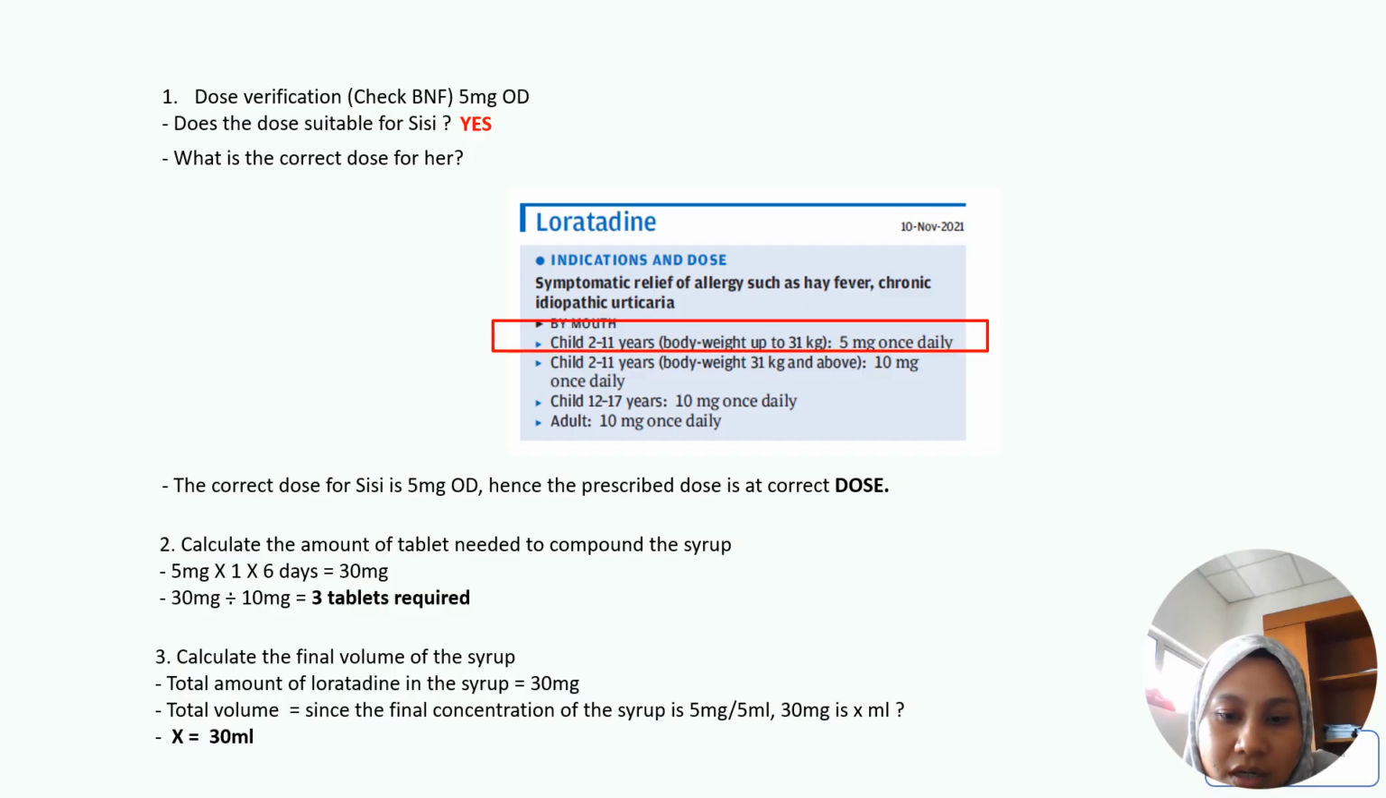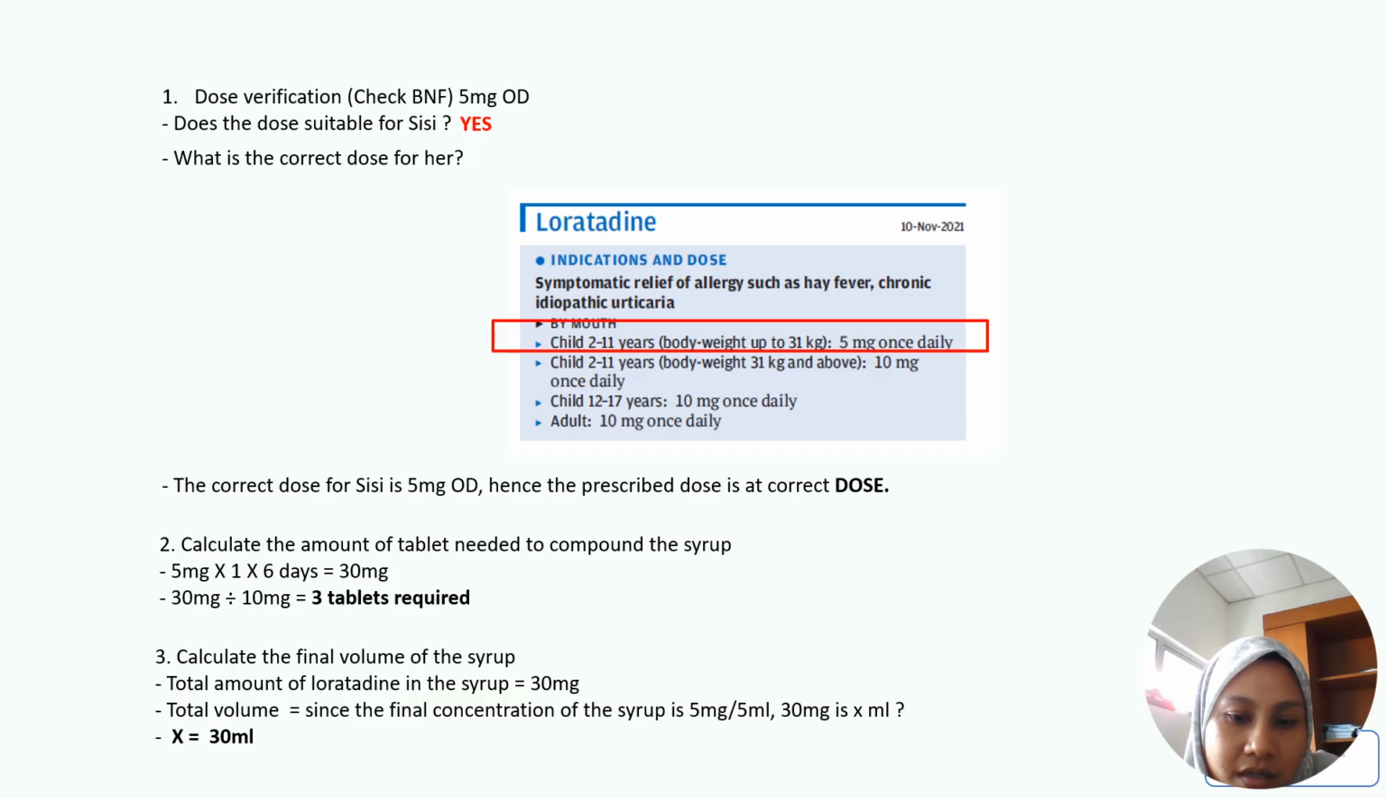We can comment that the dose is correct for her, so we don't have to do any modification to the dose. Then we just have to calculate the amount of tablet needed to compound the syrup. We were given tablet loratadine 10 milligram in the prescription. So the dose is 5 milligram times once daily times 6 days, 30 milligram in total for the whole regimen. Then we divide by the given strength of a tablet, so 3 tablets are required.